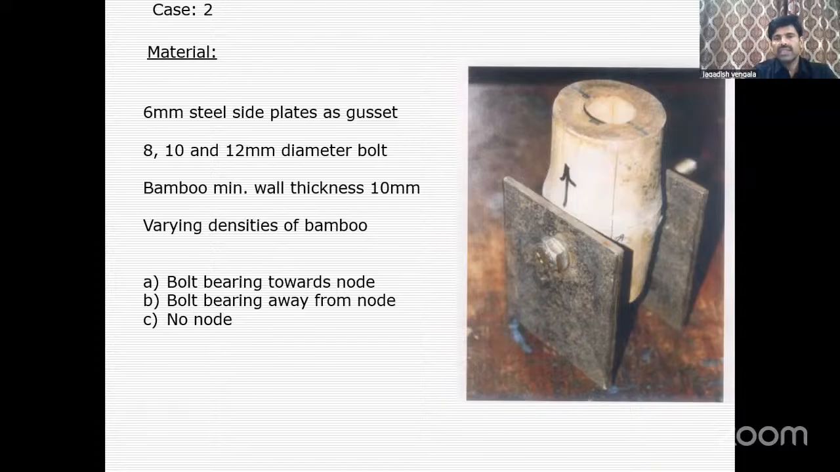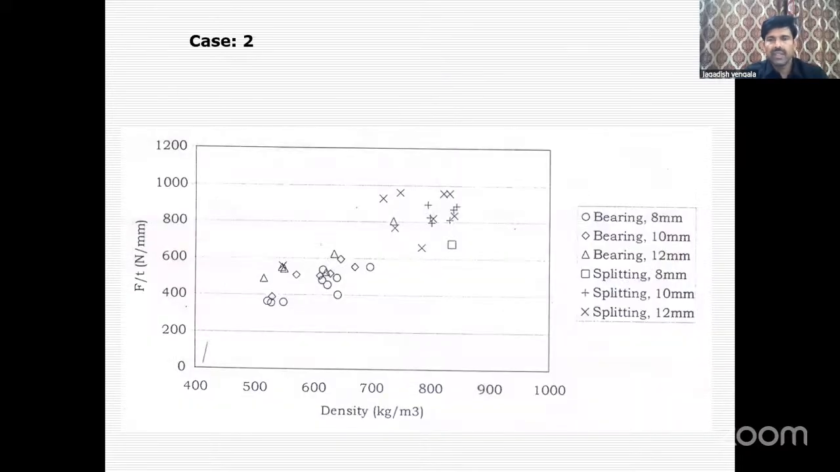Here we have taken varying densities of bamboo. That means, as I mentioned, different species, different densities. The more the density, the more the fibers in the bamboo. So again, the same experiments, bearing towards the node and bearing away from the node, we have taken. You can see the experiments wherein the more the density, the more the fibers, hence the more the force. You can see very clearly here, force versus density.